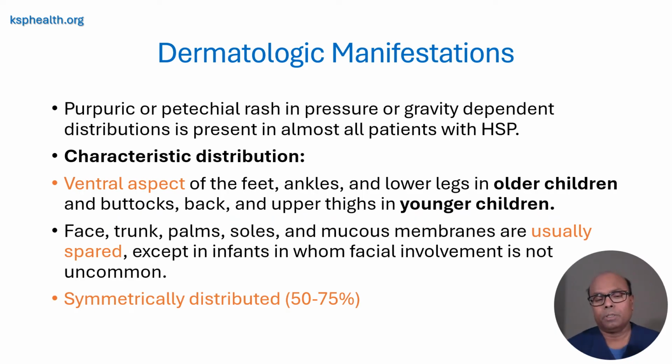Clinical manifestation. The purpuric or petechial rash in a pressure or gravity dependent distribution is present in almost all patients with HSP. The characteristic distribution in older children is the ventral aspect of the feet, ankles, and lower legs. In younger children, you will see the rash in the buttocks, back, and upper thighs.